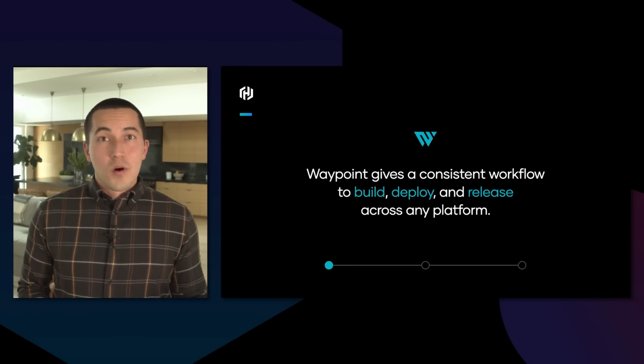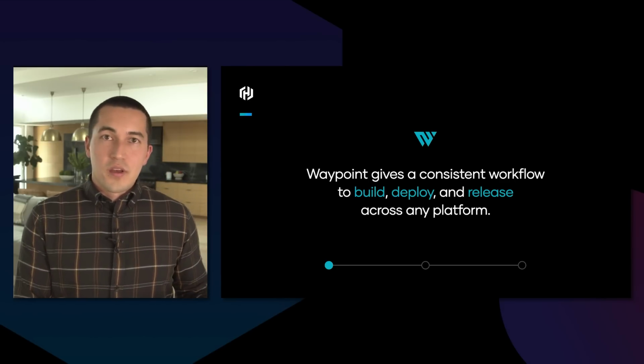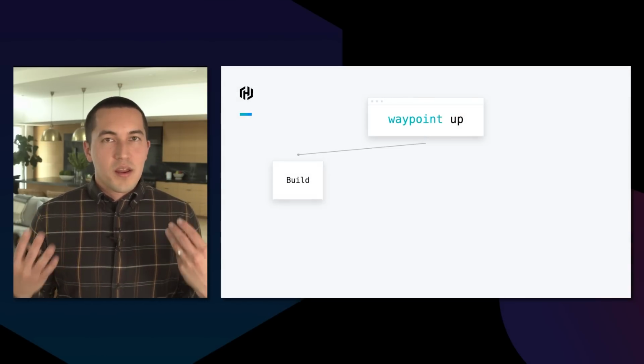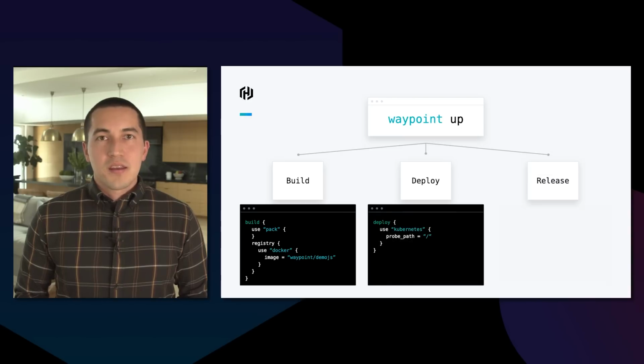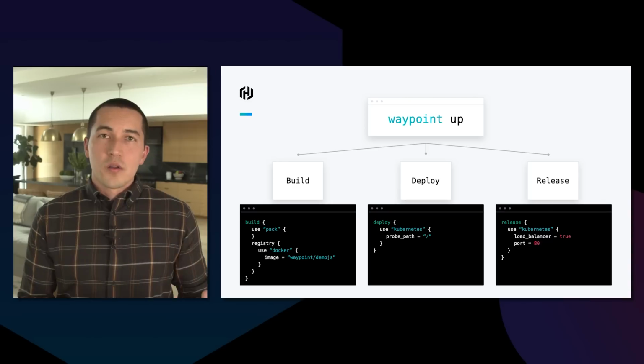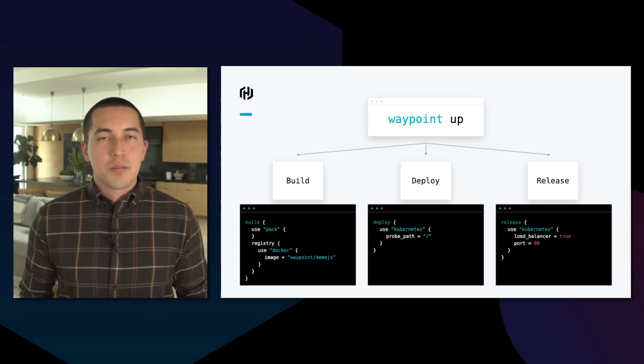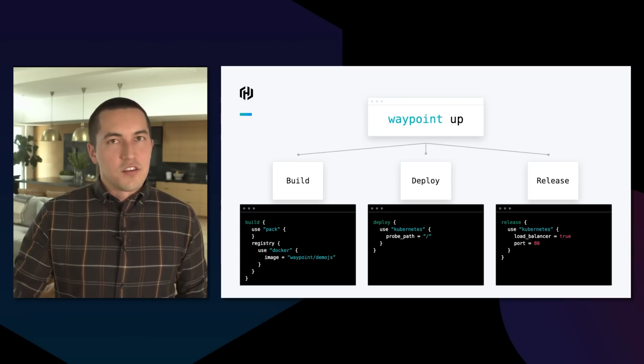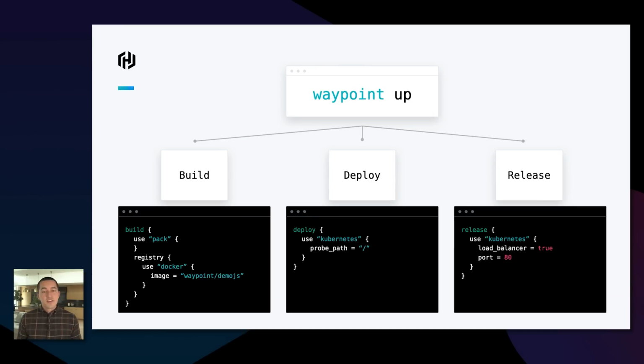The way Waypoint works, based on what we learned with other tools, is Waypoint Up. The Waypoint Up command encapsulates the build, deploy, and release phases all in one command to focus on getting your application from development into production. You could see here on this slide that we break down each phase, the build, deploy, and release, into the specific tool that you want to use to make that happen, the platform where you want it to go to, and the logic you want to use to release it to the public.